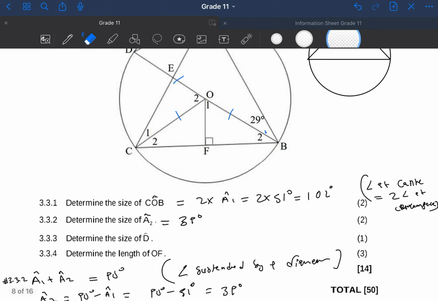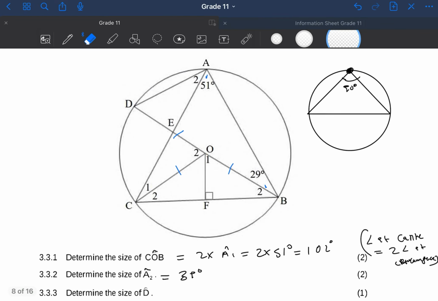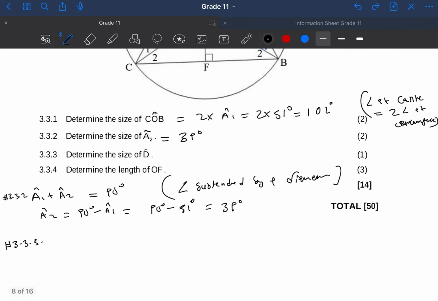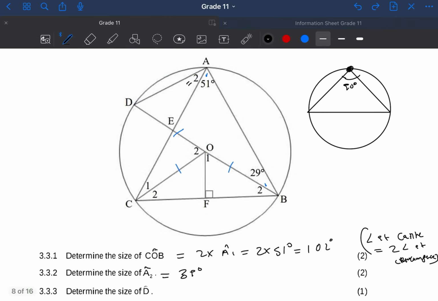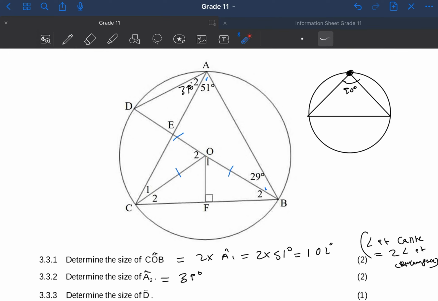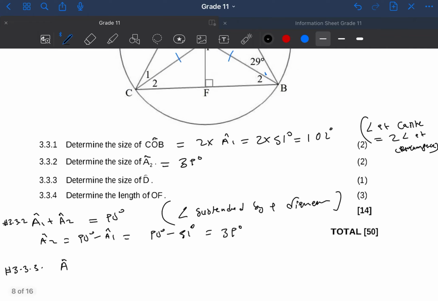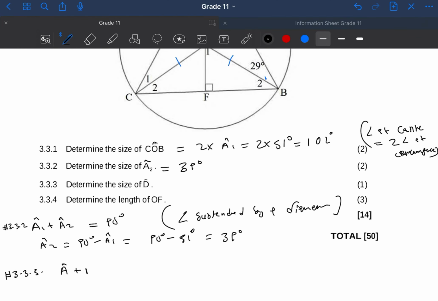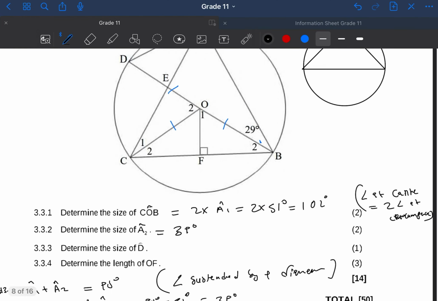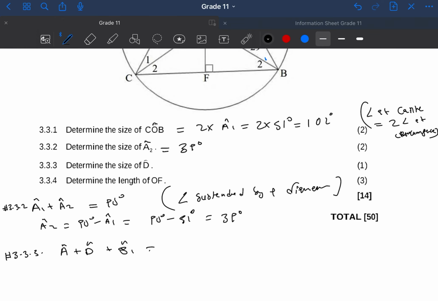Size of D, where's the D? Oh, that's D. So this D here. So we already know that this A2 is 39. Okay, so you know this angle, and the sum of the angles in the triangle is 180 degrees. So we're saying angle A plus angle D plus angle B1 give you 180 degrees.